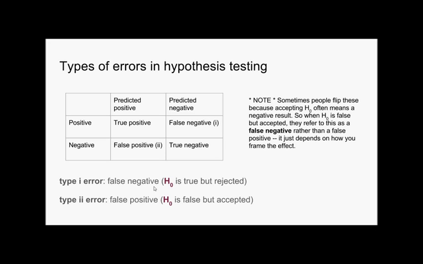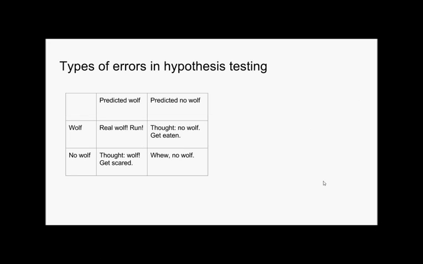And I'm just going to note that people often flip these because accepting the null hypothesis often means a negative result. So rather than accepting the null hypothesis being a false positive, they describe it as a false negative. It's really just depending on how you frame the effect relative to a certain hypothesis. So let me just give you an example of why these errors might be insidious and what a lot of people consider the worst error.